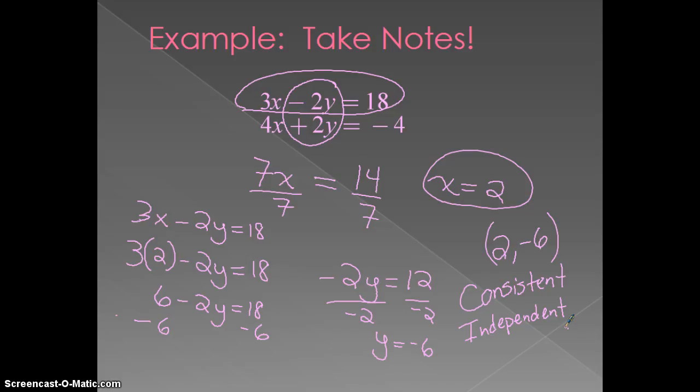We eliminated our y value with the first step, right here. After we eliminated our y, we solved for x. That was simple. We did that in here. We took our x value, we plugged in, and we then solved for y. Once we got our y value, we came up with a solution of 2, comma, negative 6. When my x is 2, my y is negative 6 in both of these equations.